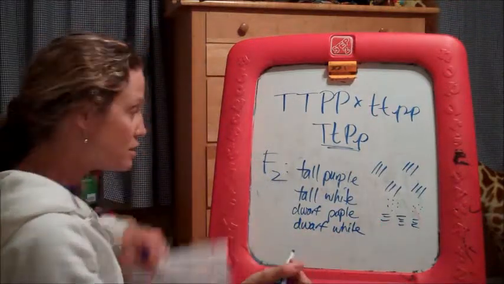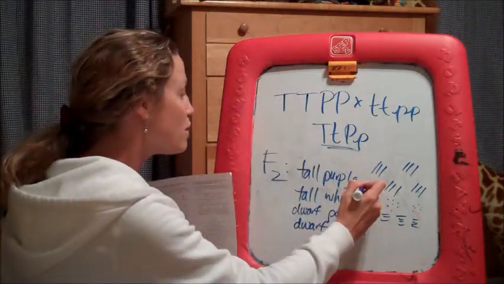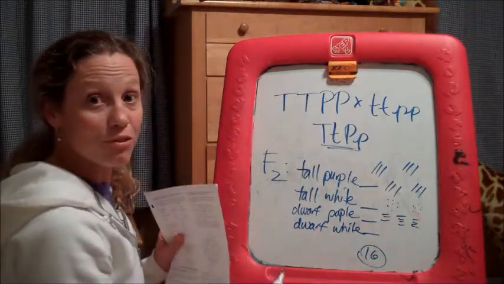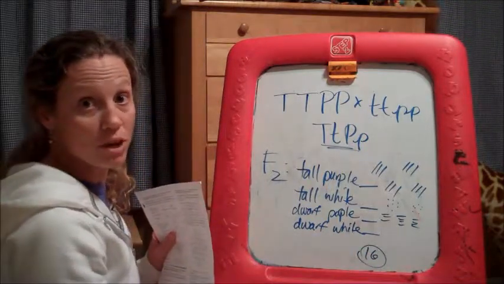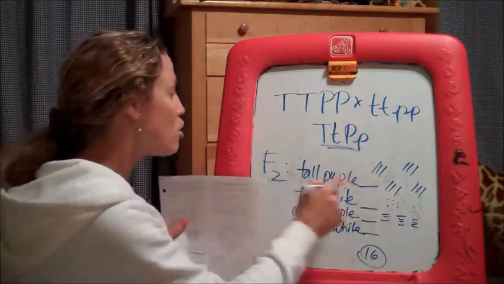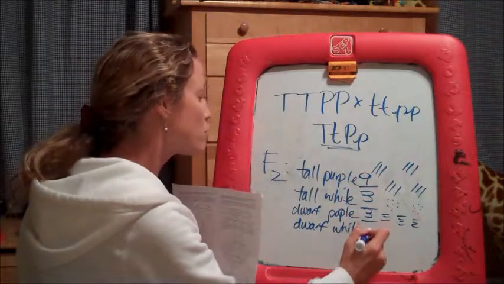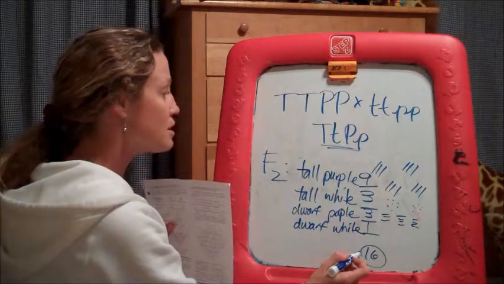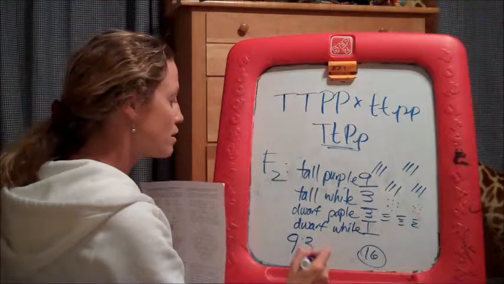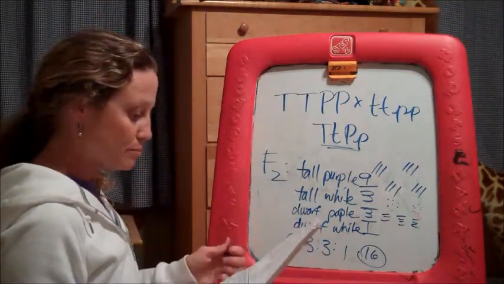How many total boxes do you have in this picture? There are 16. So when you count these up, if you add them together, you should come up with 16. If you don't, again, that means you messed up somewhere. It's really easy to make errors in these boxes. Okay, so tall purple, you should have had 9, tall white 3, dwarf purple 3, dwarf white 1. And that does add up to 16. So we would say you have a 9:3:3:1 ratio, which you might write like this. Okay? All right. Very good.